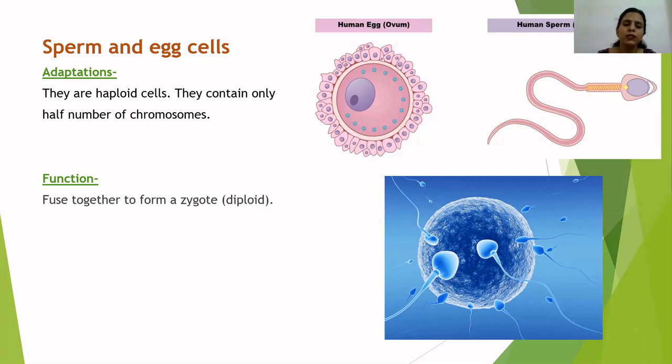So remember the adaptation of sperms and egg cells. They are haploid cells and they have only one set of chromosomes. Only half the number of chromosomes are present, and the function is to fuse together to form a zygote, and the zygote is always diploid. It has two sets of chromosomes.